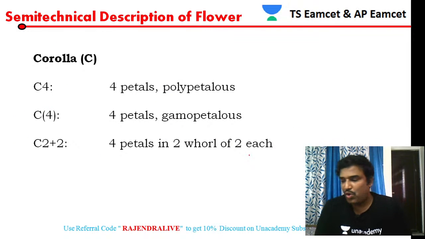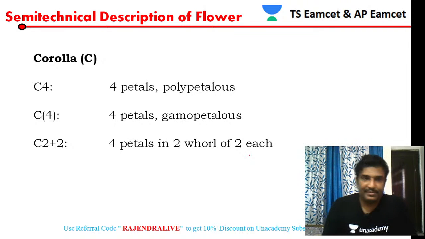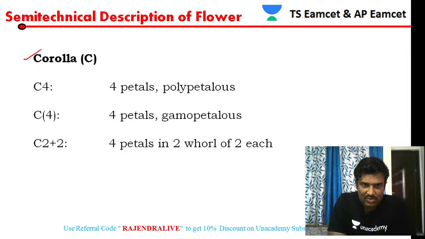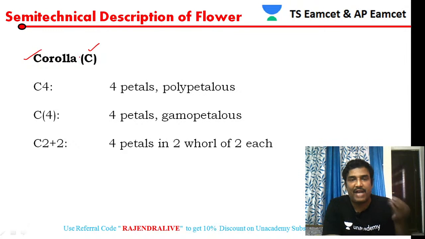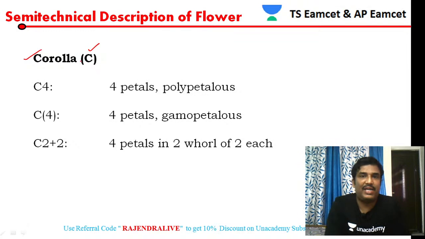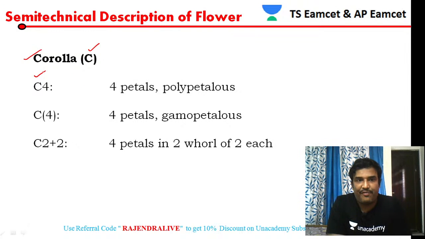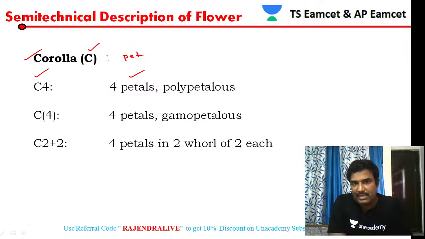So let us move to Corolla next. Let us see about the Corolla. Corolla is represented by C. You have to remember this, because Calyx is represented by alphabet K, whereas Corolla is represented by alphabet C. Similarly, like Calyx, Corolla also has C4. C4 indicates that 4 petals are present. We already know that Corolla is also known as the petal.